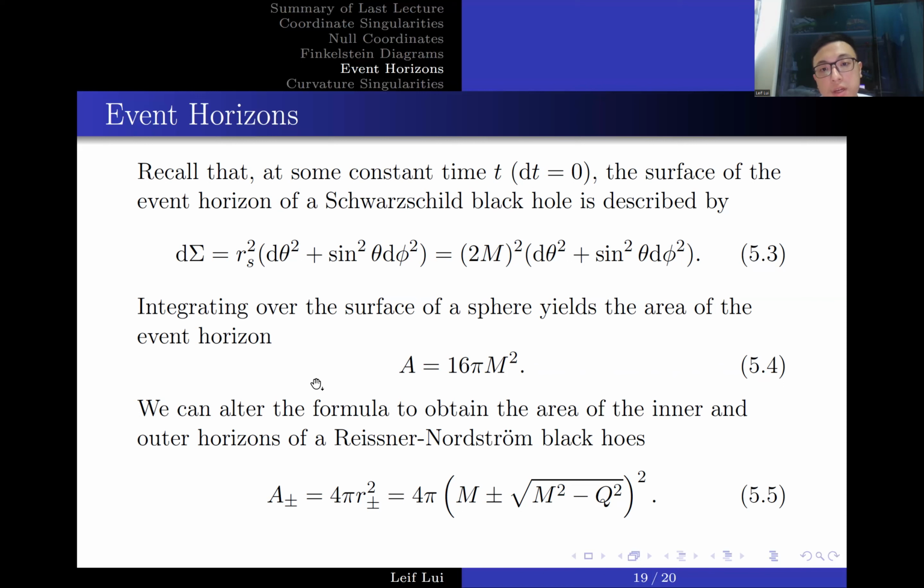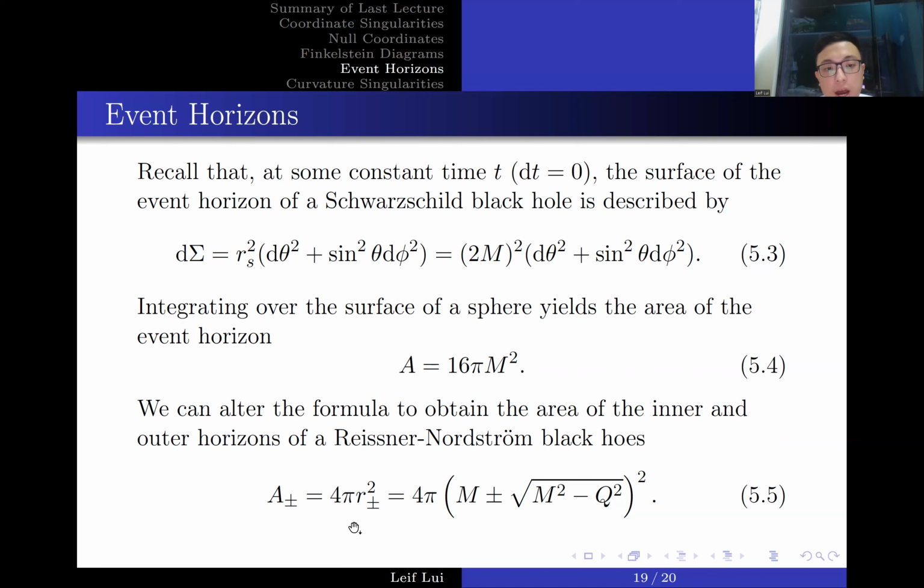So integrating over the surface of a sphere yields the area of the event horizon. This is for a Schwarzschild black hole. We can simply alter the formula to obtain the formula for a Reissner-Nordström black hole. What we do is replace this r_s, 2m, with the roots of the equation for the coordinate singularity, namely r plus and r minus. By altering the formula, we get the area of the inner and outer event horizon.